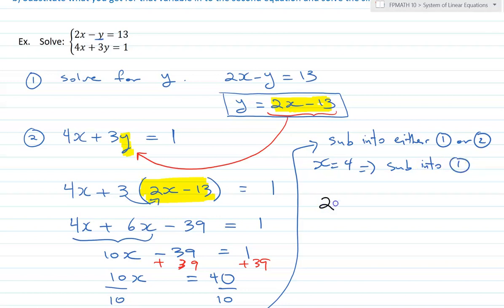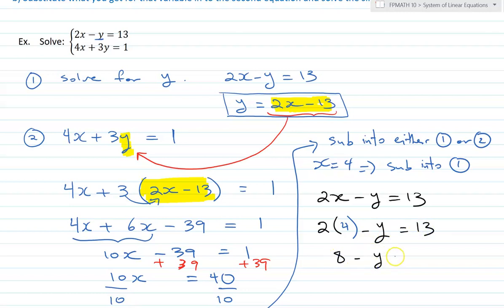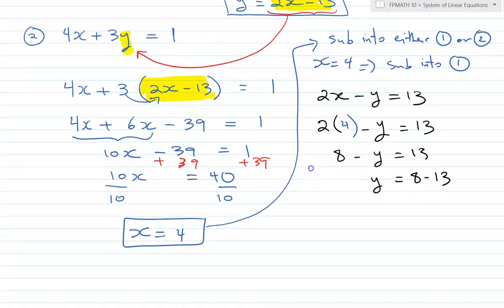Actually, let me rewrite the equation first so that we know what we're dealing with. 2x minus y equals 13. All right, so 2 times 4 minus y equals 13. Now we're going to do the math. 8 minus y equals 13. So y equals 8 minus 13 when you do the math, and y equals minus 5. If I can add properly, here we go.